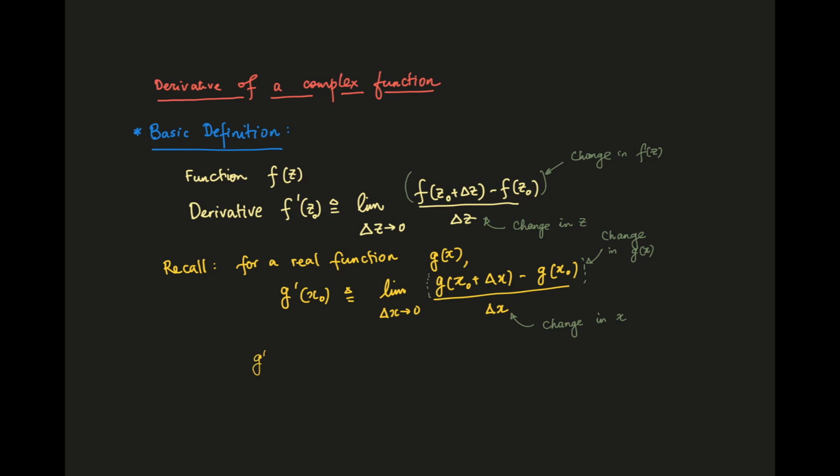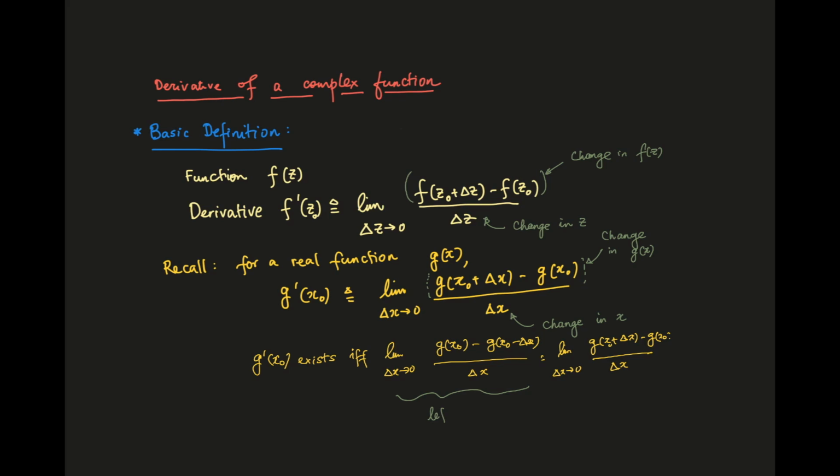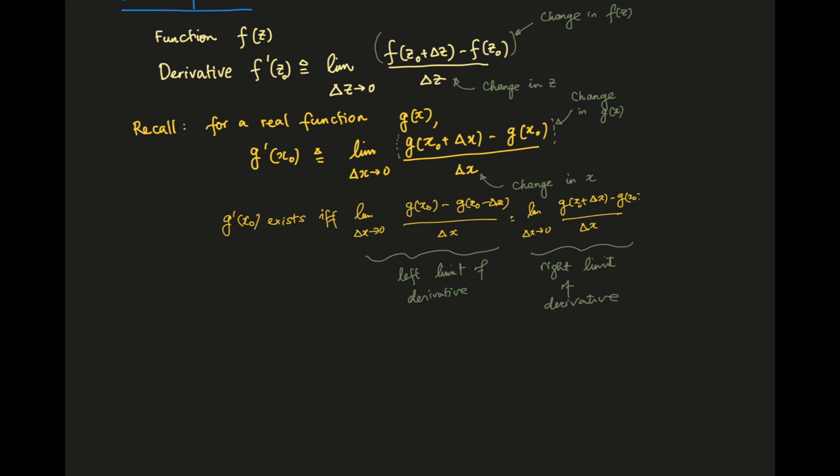Recall that the real derivative exists if and only if the limit as we approach from the left hand side, that is x0 minus delta x, is the same as the limit if we approach from the right hand side, that is from x0 plus delta x. And if these two limits are equal, then we say that the limit exists. That is, if the left limit is the same as the right limit, then both are equal to the derivative. So we have to follow a similar concept for complex derivatives.